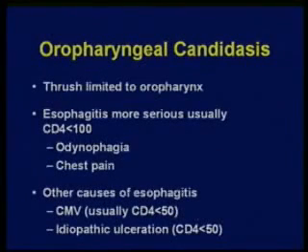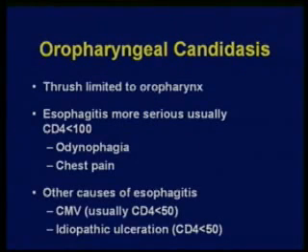So oropharyngeal candidiasis, thrush, is limited to the oropharynx. Esophagitis is more serious, usually CD4 less than 100. It's associated with odynophagia, which is pain on swallowing, or chest pain. If you have a 25-year-old, male or female, with left-sided chest pain and no family history of an MI, of a heart attack, think HIV. They might not have the thrush in their mouth, but they have it in their esophagus where you can't see it, and it's presenting with chest pain, or it might feel like heartburn. Think HIV.